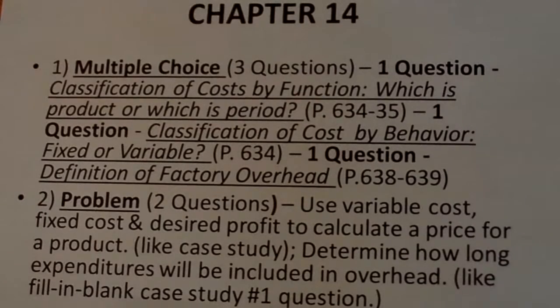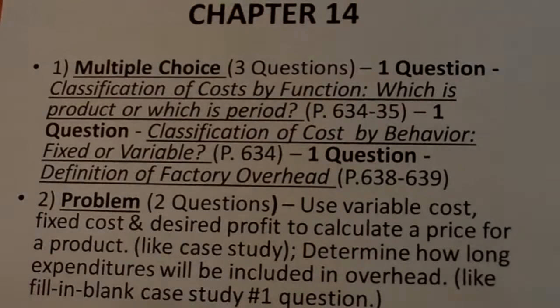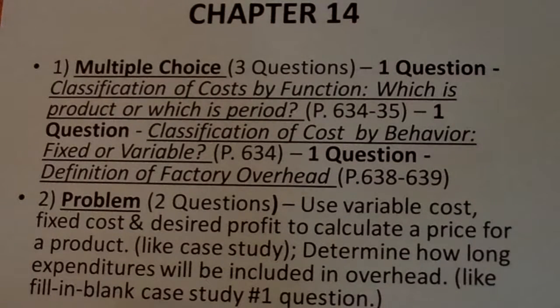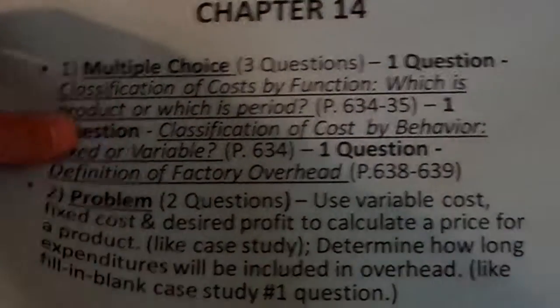This one's not going to be a spaceship, it'll be something else, but you can use your skills there that you've learned. And then the second problem is to determine how long expenditures will be included in overhead. And again, this is like the one I told you as a fill in the blank, and that's what you're going to do here. But you're going to have a lot of blanks, and so collectively they'll be worth 340 points.